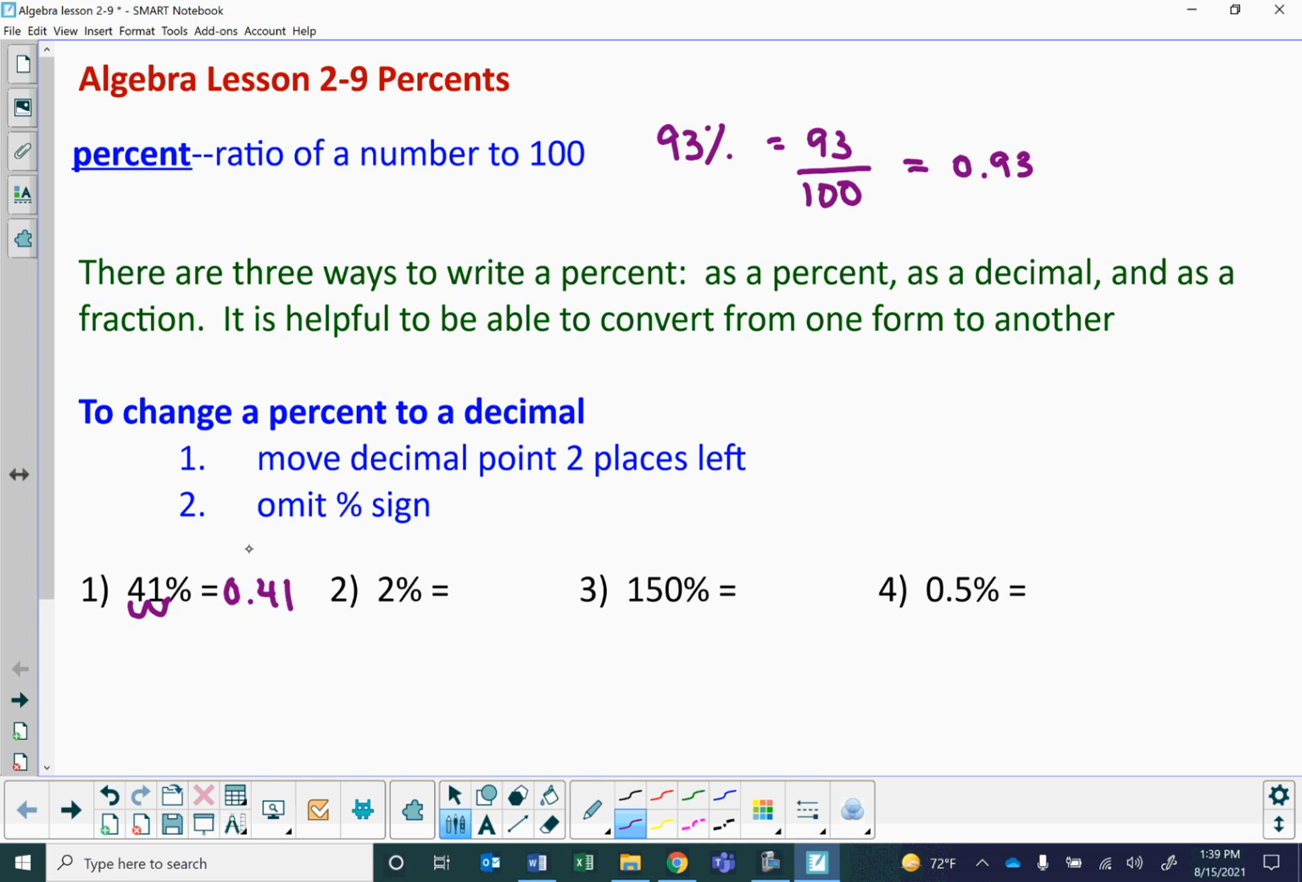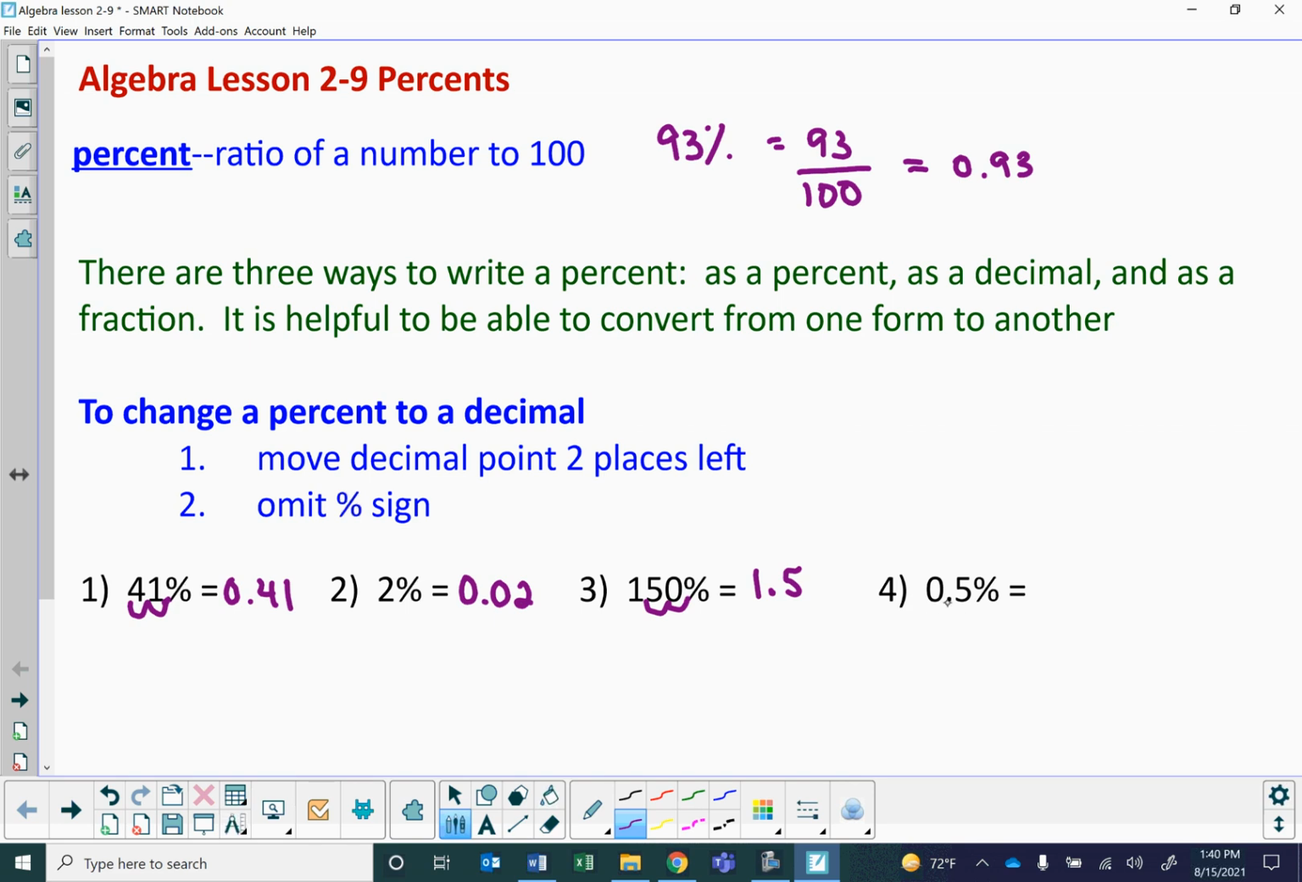Do you need the leading zero? No, but I have a tendency to put it there just because it looks a little neater and it's more scientific that way. 2%, if I move my decimal point 2 places to the left, that becomes 0.02. 150%, decimal 2 places left, 1, 2, that becomes 1.5. No leading zero needed here because I have a digit before the decimal point that is not a zero.